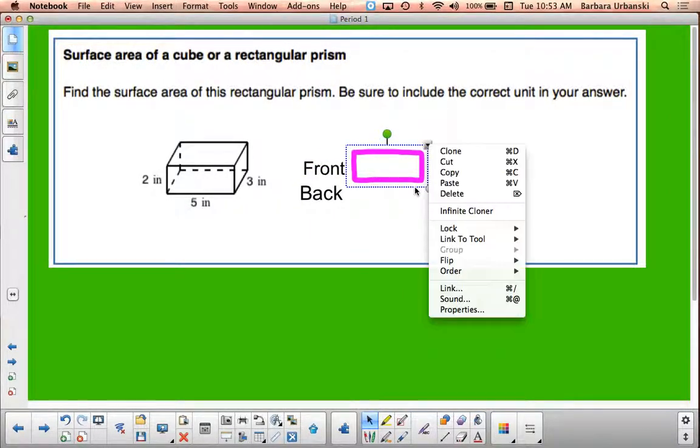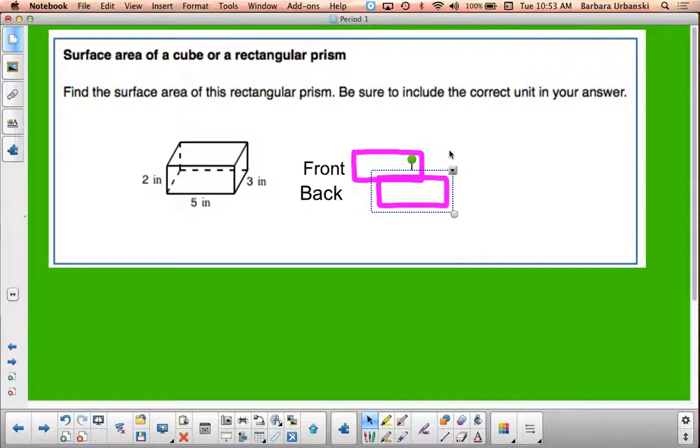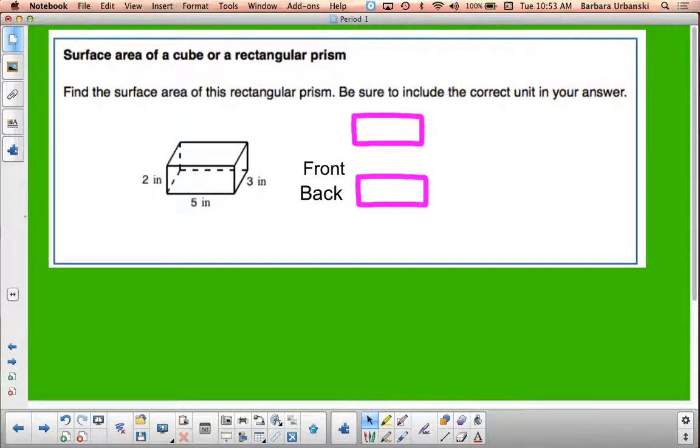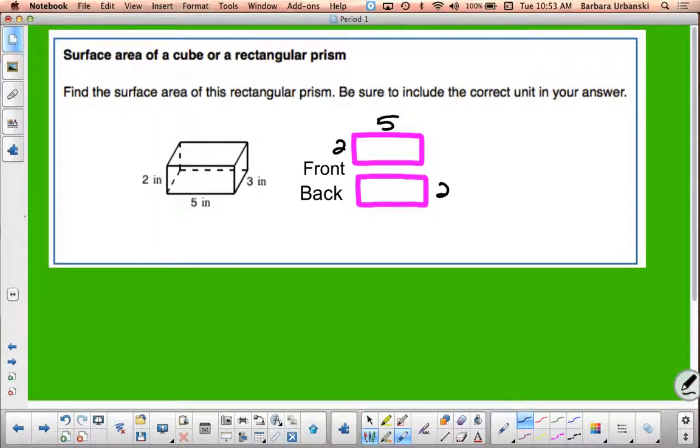I can look at these dimensions. I could go ahead and make a copy of this because the dimensions would have to be the same for the front and the back. If I take a look at the dimensions, you should be able to see that the front would be 2 inches by 5 inches. And then it's a good idea to go ahead and label this. This is going to be a 2 by 5. This is also going to be a 2 by 5. That takes care of the front and the back.